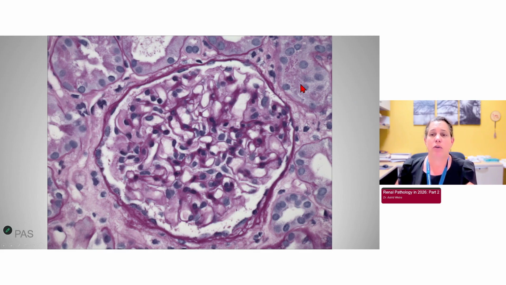And then when you look at the tubules, you can see that there are a few protein reabsorption granules present in the proximal tubules. So the patient has high proteinuria, so this makes sense that he would also reabsorb some of this protein in the proximal tubules.